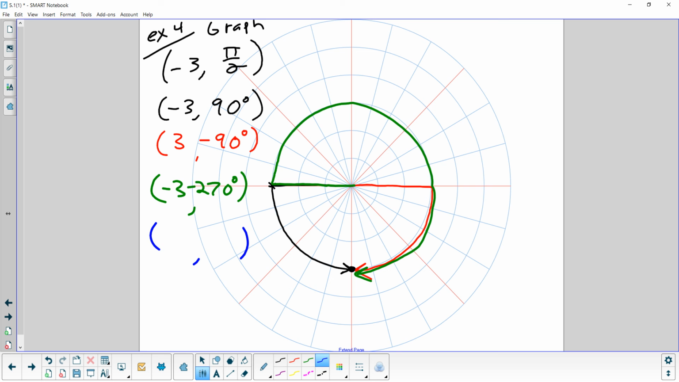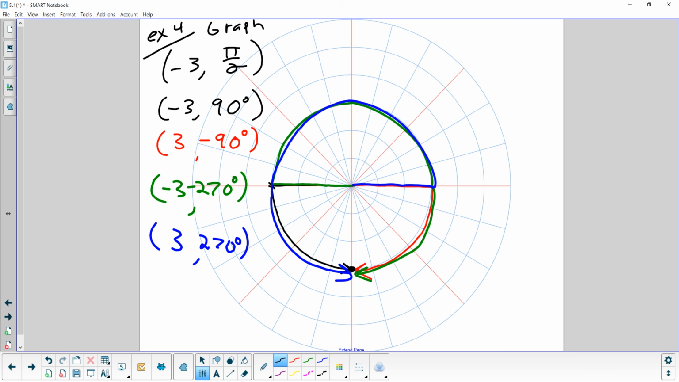There's one more way. And if you look at the pattern, you've got the negative positive. You've got the positive negative. You've got the negative negative. You're missing one combination you could have. Yeah? 3 and positive 270. All right, let's try that one. So right 3. 1, 2, 3. Now 270 degrees counterclockwise, because it's positive. 90, 180, 270.